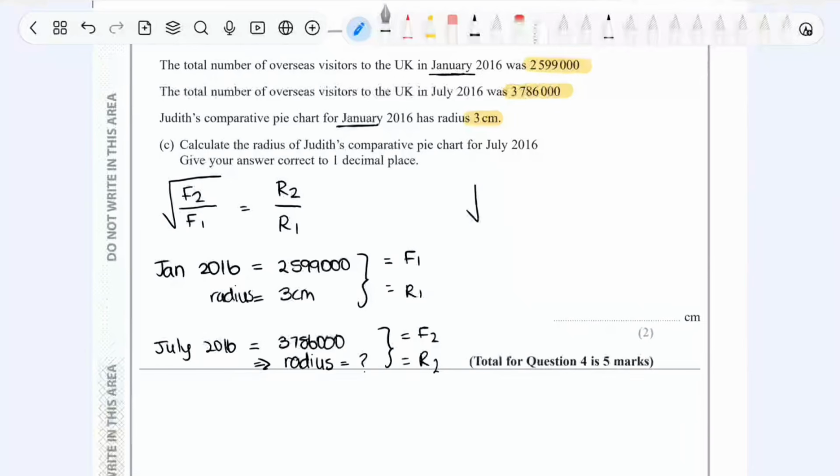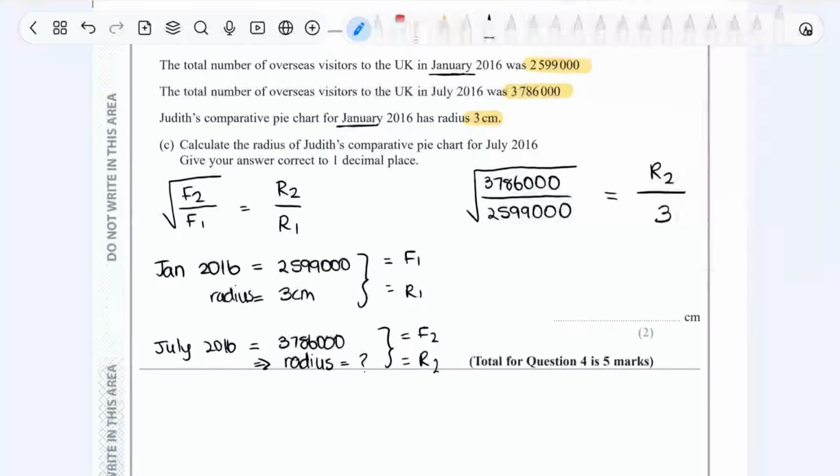So the square root of F2 over F1. F2, as we know, is 3,786,000 all over 2,599,000. And this is equal to the second radius, which we don't know, over the first radius, which is 3. And you can see that I've kind of used all of this information here. I'm going to move it to the side.